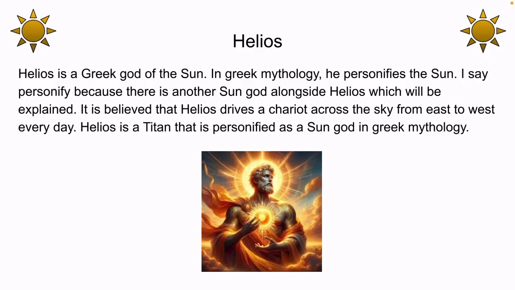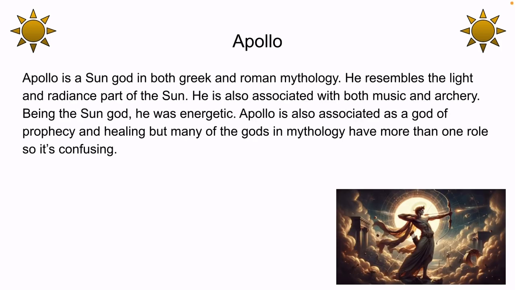Mythology. Helios is a Greek god of the sun. In Greek mythology, he personifies the sun. I say personifies because there's another sun god alongside Helios, which will be explained. It is believed that Helios drives a chariot across the sky from east to west every day. Helios is a titan that is personified as the sun god in Greek mythology.